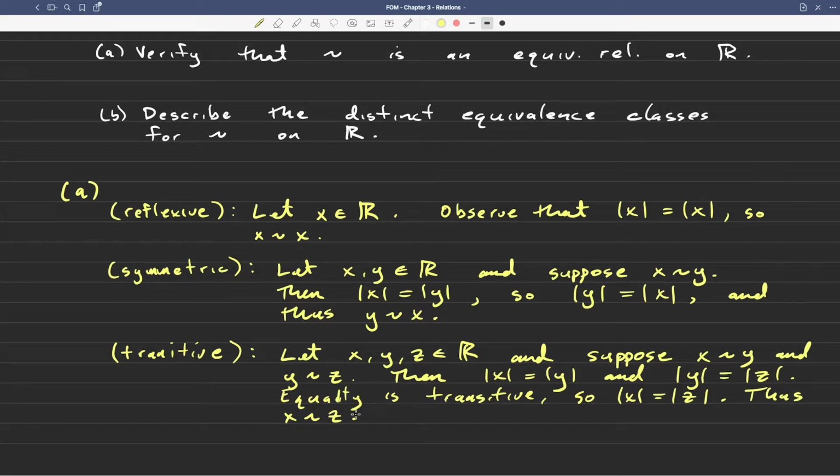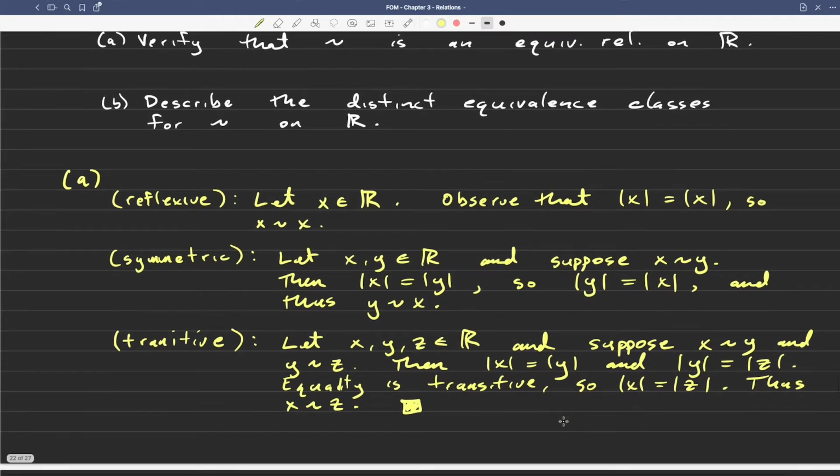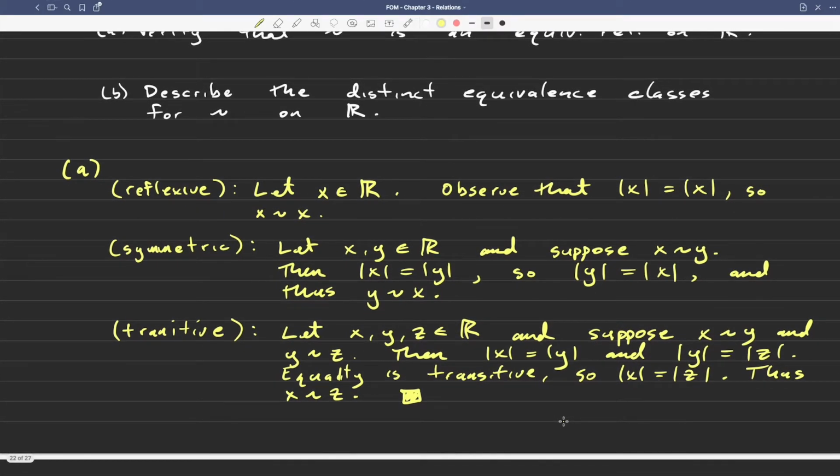And we're done. Okay, so it was kind of a trivial thing that this was an equivalence relation, but it was a good exercise to go through the steps of it. But we certainly didn't have to do anything fancy to make any of those 3 arguments. We just needed to know the basic format for how you make the argument.